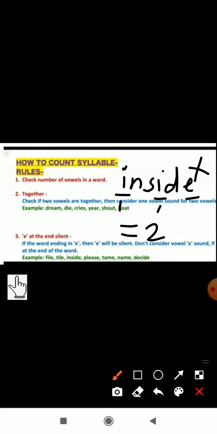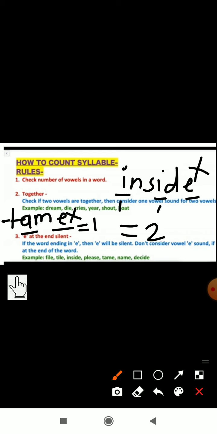Tame. Take tame here. Tame. So, find out the syllables of the word tame. First we have to count the number of vowels: A, E. Second rule, whether they are together? No. Third rule, is there an E at the end, silent? Yes. So only one vowel, one syllable. Like that, take a name and decide, you do it. Got it? Hope you understood the third rule also.